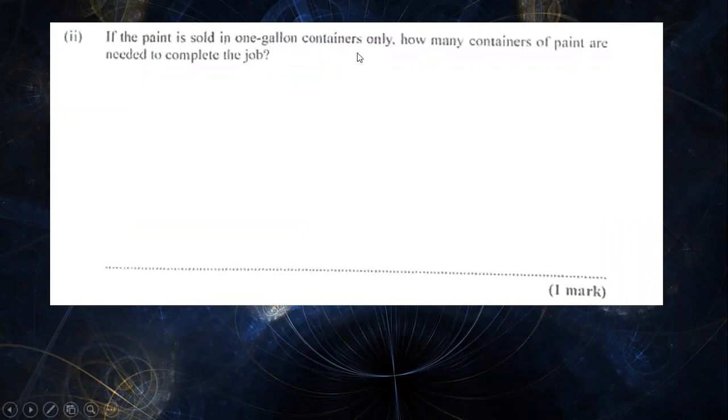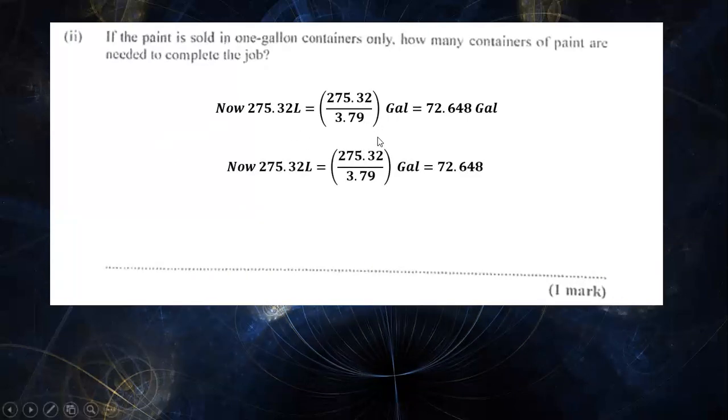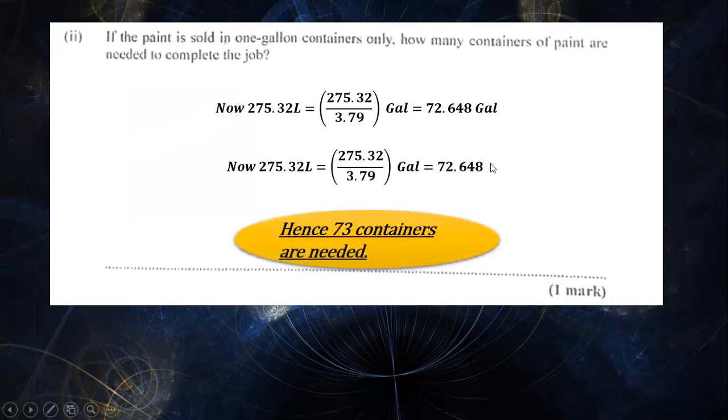If the paint is sold in 1 gallon containers only, how many containers of paint are needed to complete the job? Well, now 275.32 liters equals 275.32 over 3.79 gallons, which is 72.648 gallons. But it only sells in 1 gallon containers. So we divide the 275.32, we get this again, right? We have to get 73 containers.